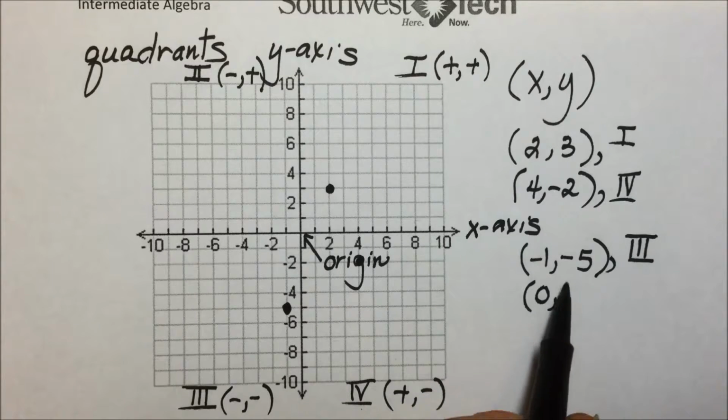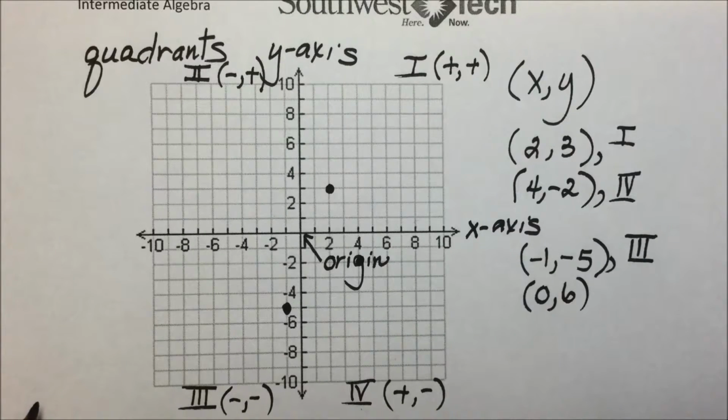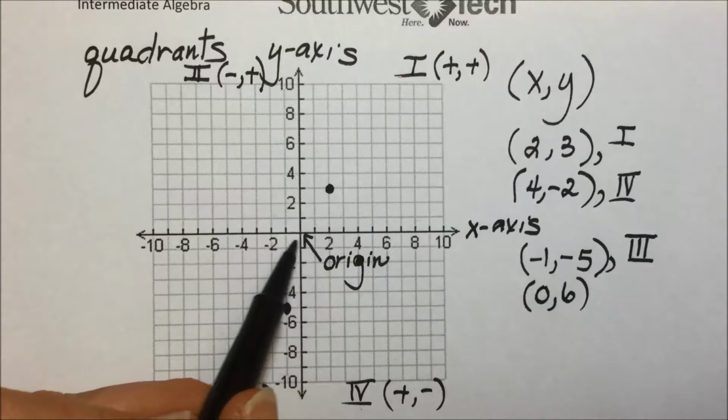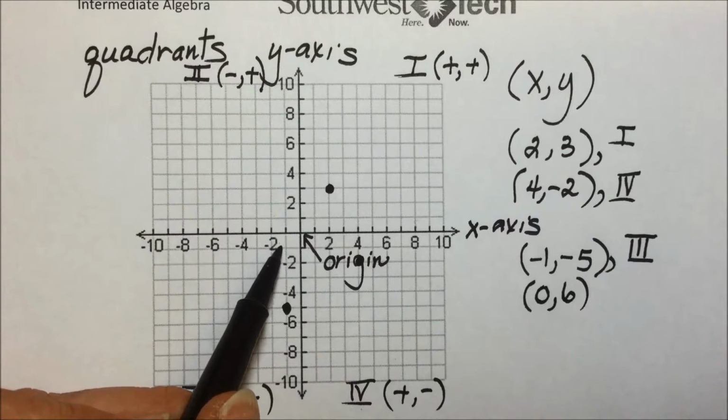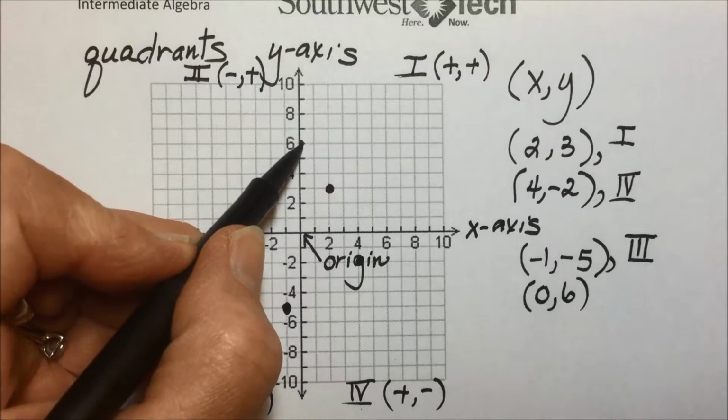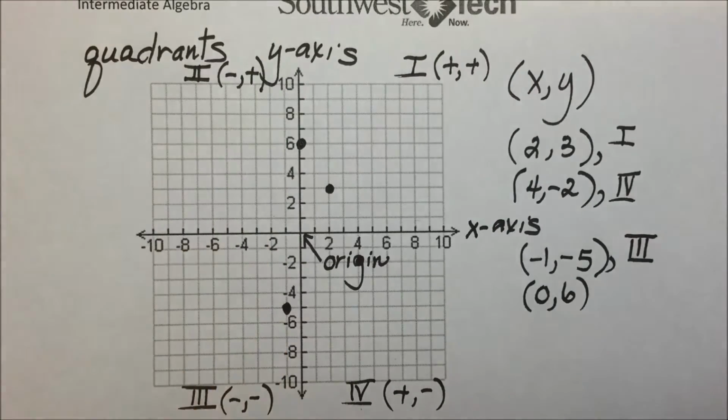Let's take a look at this point, 0, 6. 0 is the value for the x, which means there's no displacement in the x direction. However, there is a displacement of 6 in the y, and as it turns out, this lands on the y-axis. It is in none of the quadrants for that matter. So it ends up being just simply a value that lands on the y-axis.